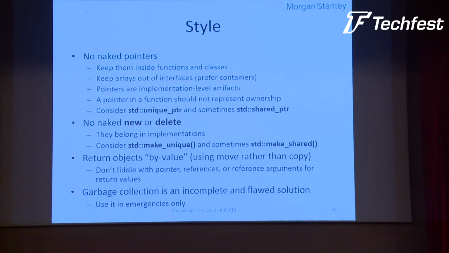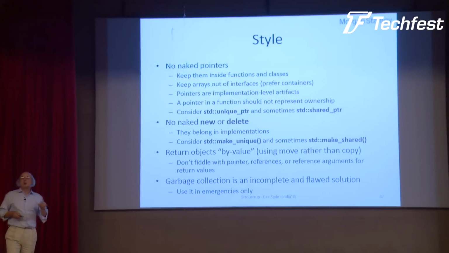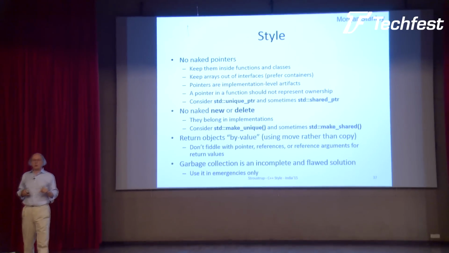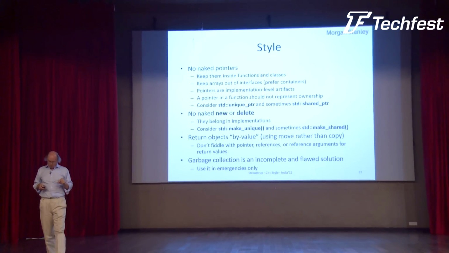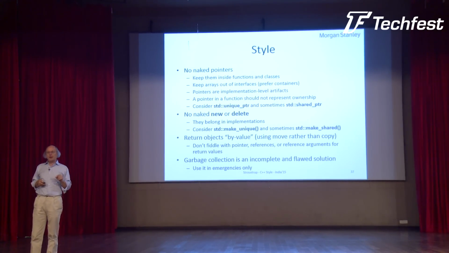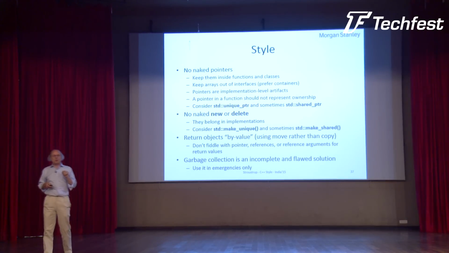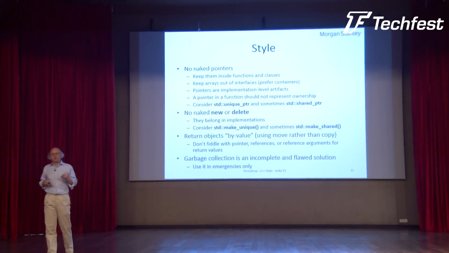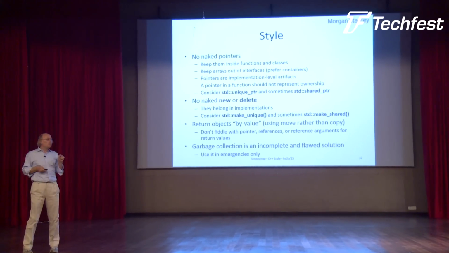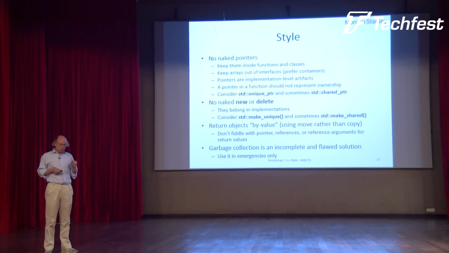And I'm going to point out that garbage collection is not an ideal solution, and it's an incomplete solution. It does not deal with non-memory resources. And if you think about finalizers, you should read up on the horrors of those. Even the best Java programmer says never use a finalizer. So here it's incomplete, and it's also flawed.